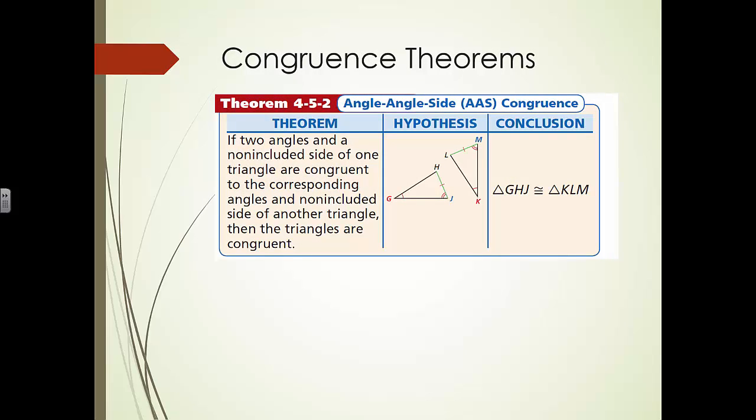We also have our first theorem. This one says if two angles and a non-included side of one triangle are congruent to two angles and a non-included side of the other triangle, then the two triangles are congruent.